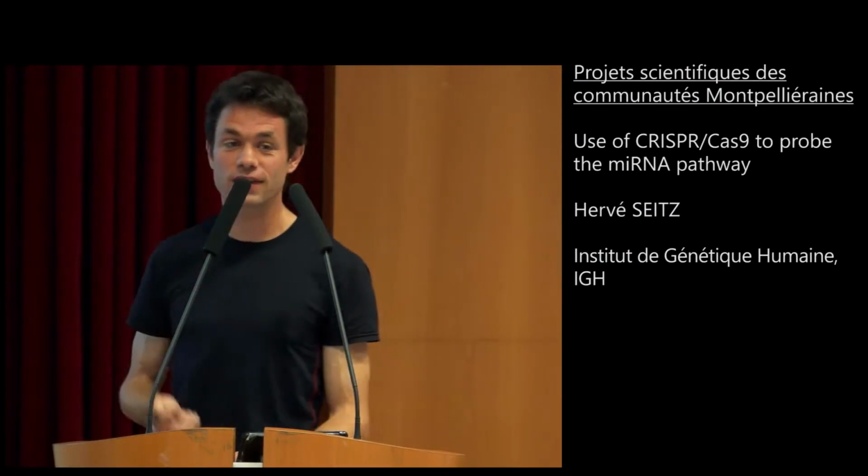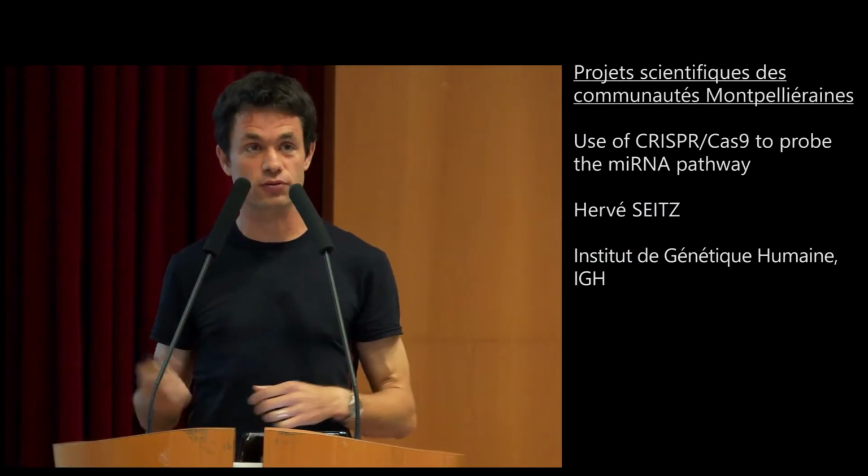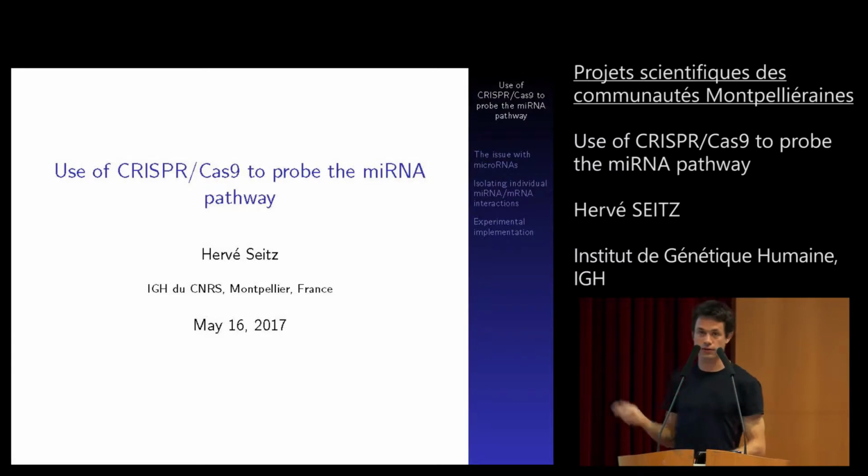So Rosemary and I will tell you how we use CRISPR and Cas9 to actually probe the microRNA pathways. So that's what we were working on in the lab. We don't work on CRISPR-Cas9, we work on other things. And in my lab in particular, we work on microRNA targeting, so how to identify microRNA targets. And you will see that this raises some very specific questions which could only be addressed by genome editing. So for us, CRISPR and Cas9 was a great help.